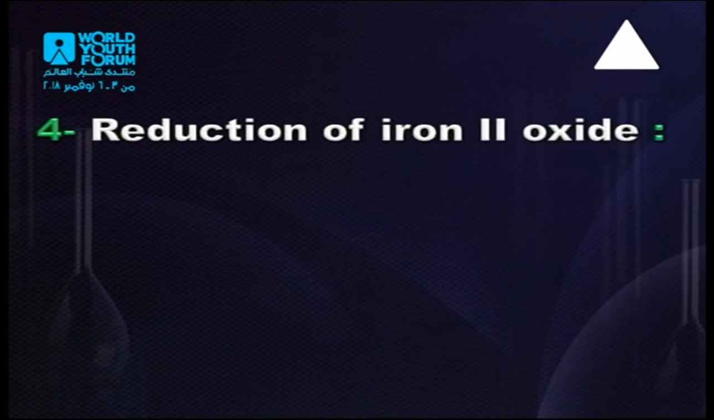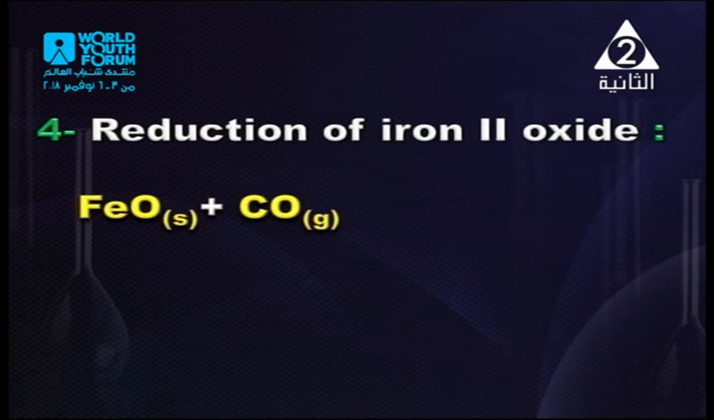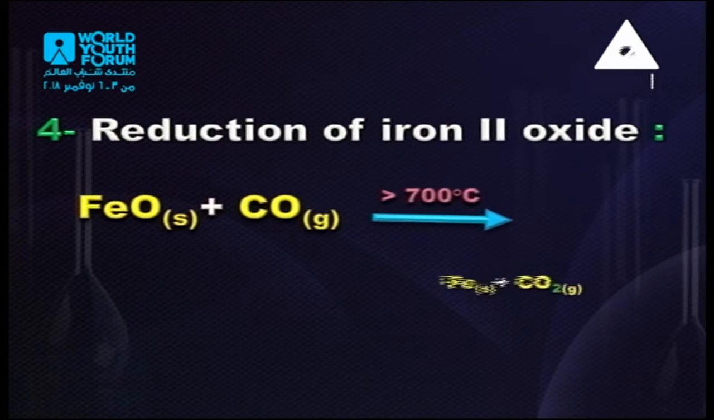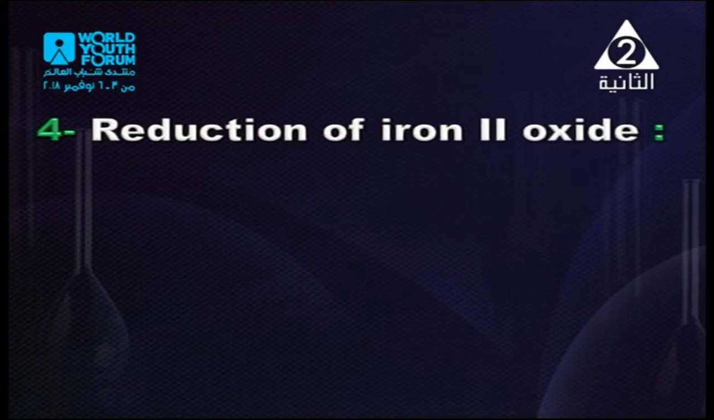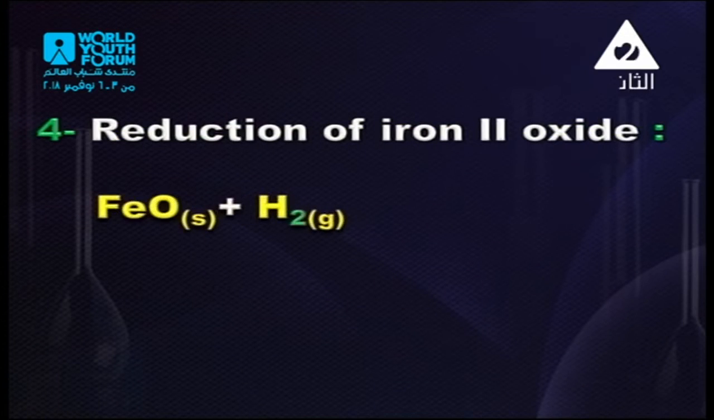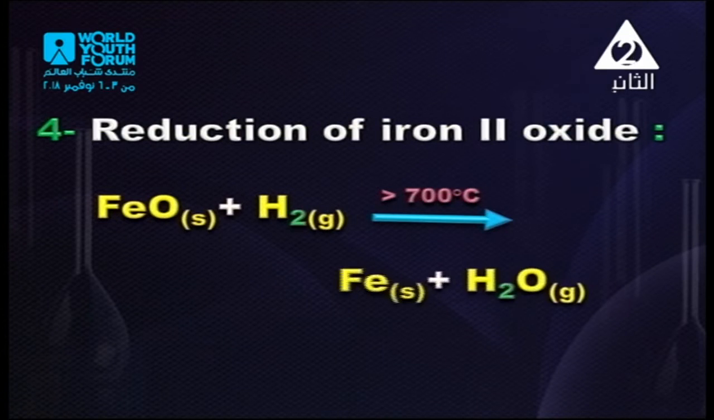Now we are going to discuss the reduction of iron 2 oxide. When reacting iron 2 oxide with a reducing agent such as carbon monoxide or hydrogen gas above 700 degrees Celsius, it gives iron, releasing carbon dioxide gas. Or we can use hydrogen for the reduction as shown on the screen, FeO plus H2, also above 700 degrees Celsius, it gives iron releasing water vapor.